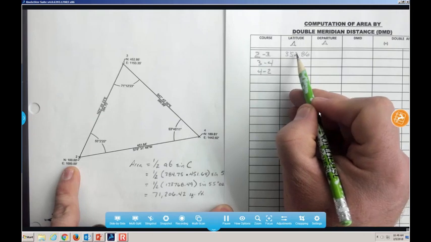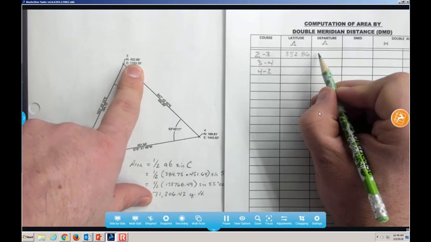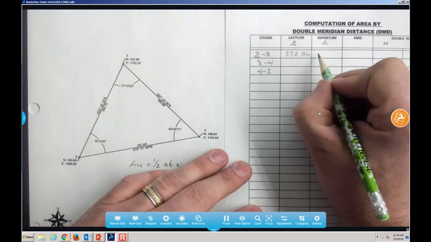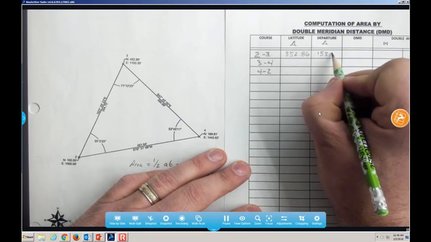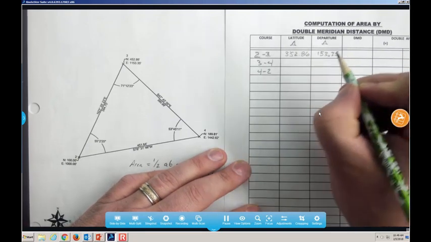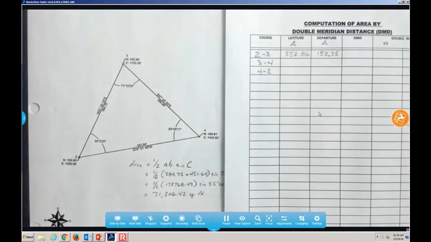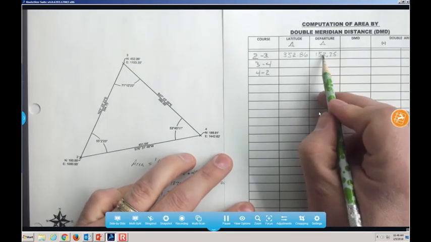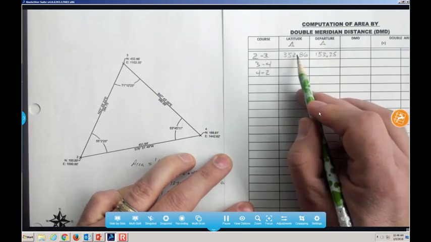The change in departure is 1153.35 minus 1000. So that change in departure is 153.35. That's also positive, because we went in the positive direction. So we're adding in the easting. So that's the first things we have to label there: our change in latitude and change in departure from 2 to 3.